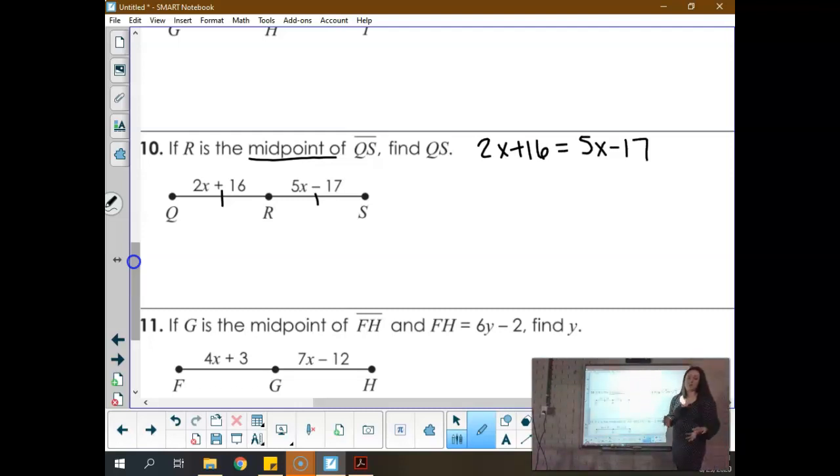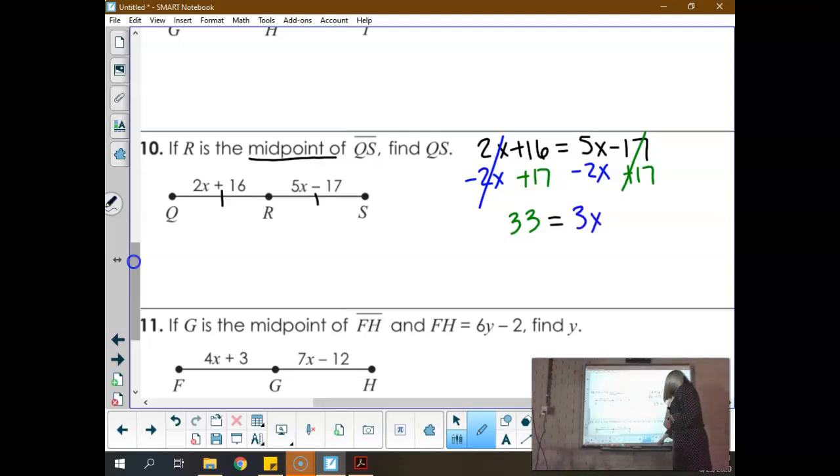To solve for x on these, it's the exact same way we've been doing it. I'm going to move this 2x over here. Cancel. And I'm going to move this 17 over to this side. That cancels, so I've got 33 equals 3x. Divide both sides by 3, and I have x equals 11.